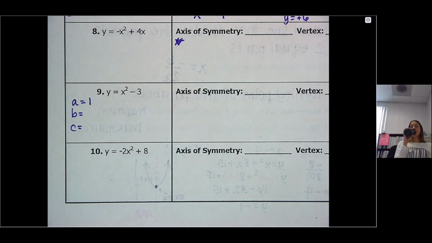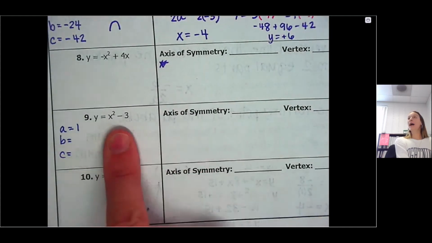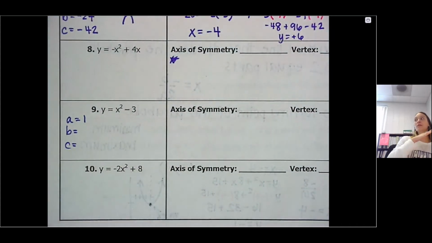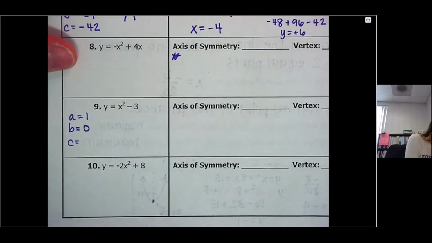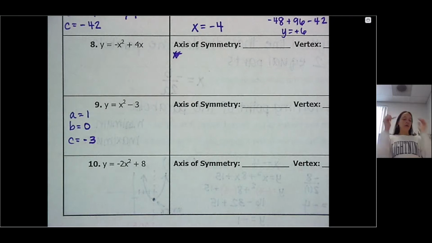Is that negative? I don't agree. Not 3. Then what is 0? Why is it 0? So look, the B value has to go with the X, just the regular X by itself. There is no X by itself in the problem, which means if there's nothing there, the number is 0. And then what's your C value? Negative 3. Great. Is this graph a happy graph or a sad graph? Happy. This is a happy graph.